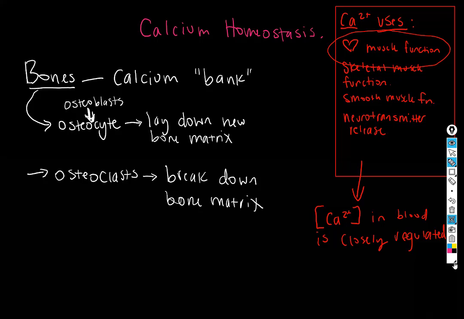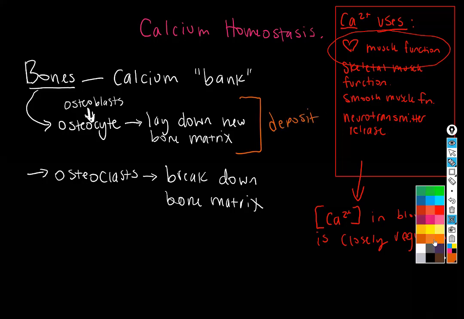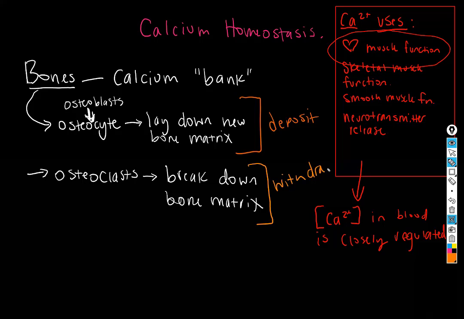So going back to our analogy of the bones being a calcium bank, this domain represents deposit, and this domain represents a withdrawal, right? So if I'm low on blood calcium and I need some, I can have osteoclasts scavenge some from my bones.